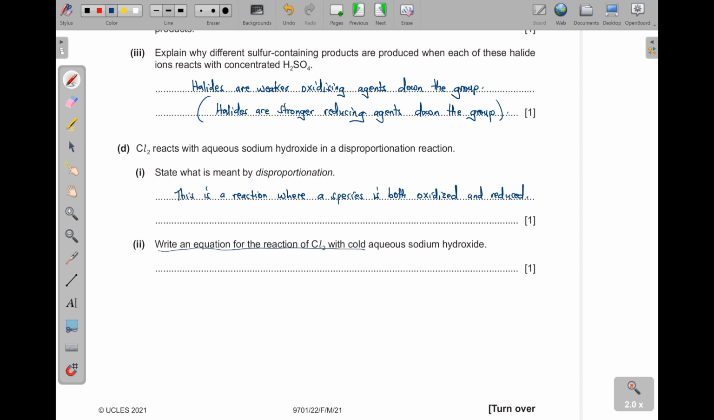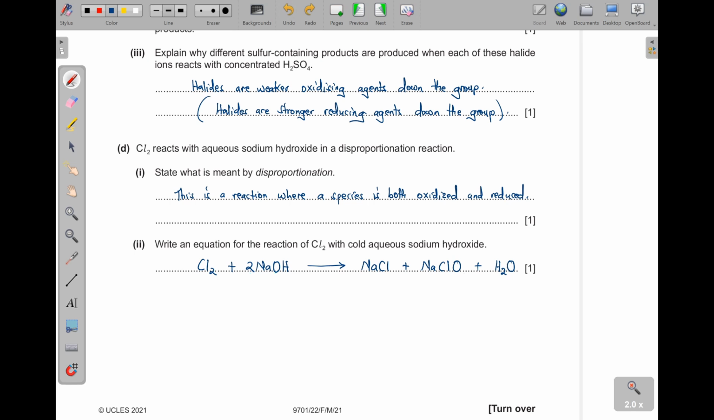Write an equation for the reaction of chlorine with cold sodium hydroxide. If it is cold, I will have my chlorine here reacting with sodium hydroxide, and then we shall have sodium chloride, plus sodium chlorate(I), plus water. To balance this, the chlorines are 2, even here they are 2, and then sodiums, we can see 1 here and 1 here, those are 2. Suppose I put a 2 here, then oxygen will even be 2. This is 1, those are 2. Hydrogens are 2, hydrogens are 2, so that is balanced.